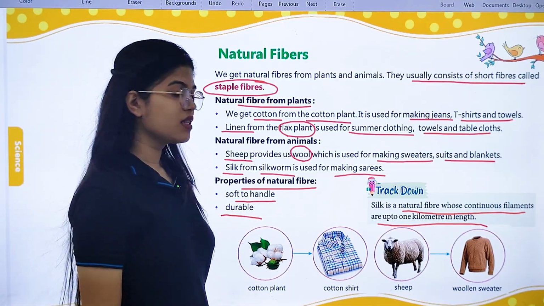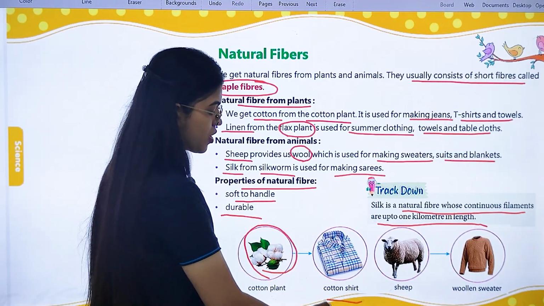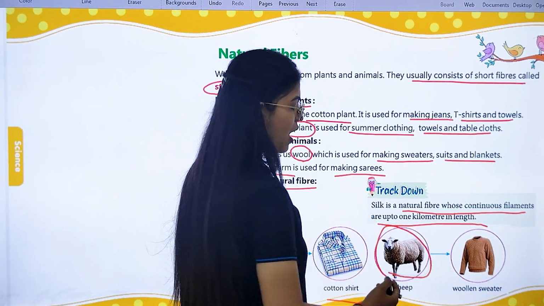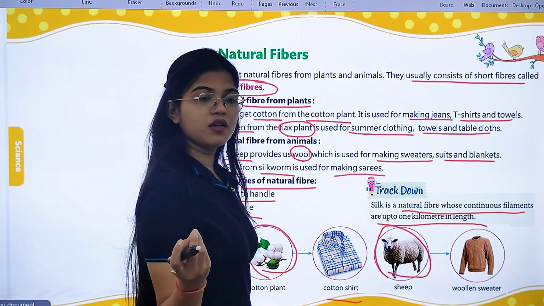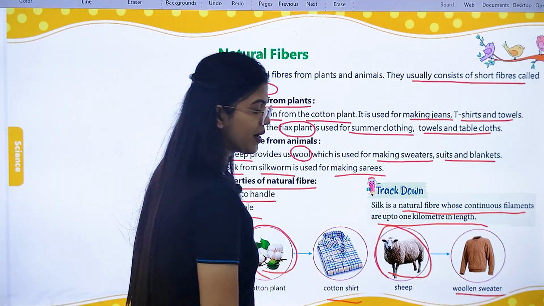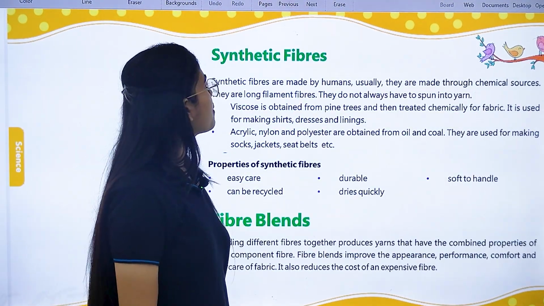And you can even see in these pictures, this is a cotton plant through which this cotton shirt has been made. This is a sheep, an animal through which we get the fiber known as wool. And by using wool, we have made this woolen sweater. Right? Now, next we have synthetic fibers.